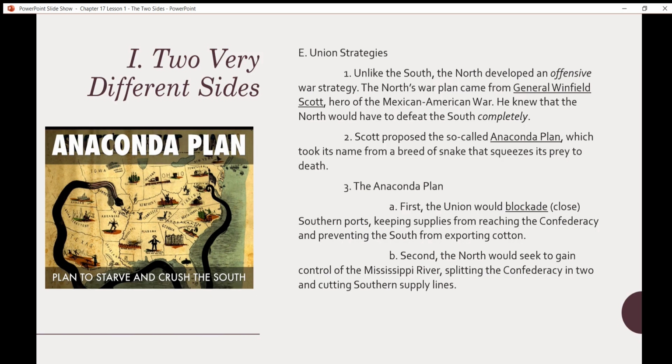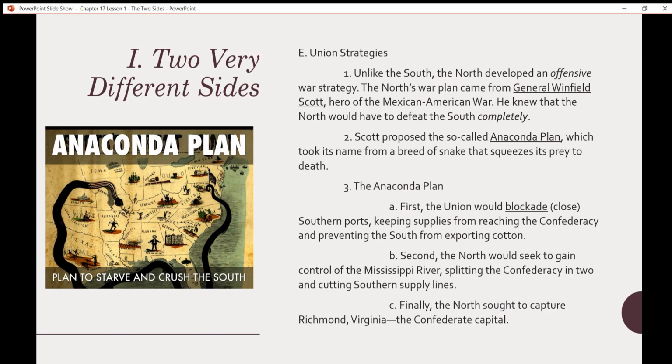Secondly, the North would seek to gain control of the Mississippi River. If you look at this picture, here's the Mississippi right here, cutting pretty much straight in the middle of what was the Confederacy. So if the North would gain control of the Mississippi River, the Confederacy would pretty much be split into 2 parts and would also end up with its supply lines cut, considering that the Mississippi was such a huge part of transporting goods to different states throughout the Confederacy.